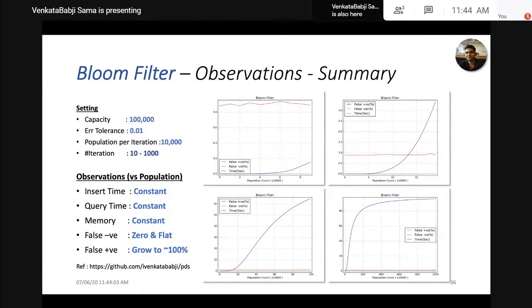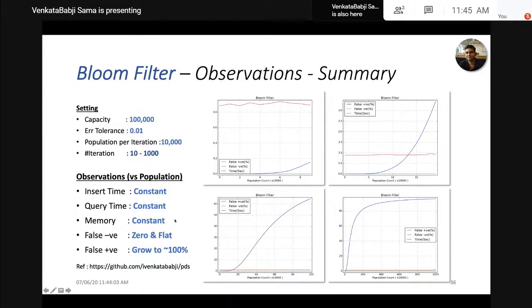This is the summary. What did we do with Bloom filter? We understood that Bloom filter can help us with membership test, and false negatives are not possible, while false positives are possible. The error rate can be controlled, and we fixed the capacity and error tolerance, whereas we increased the iterations from 10 to 1000 and observed various parameters as the experiment unfolded. The critical observations: insert time remained more or less constant. It never bothered about how many are already there, because at the end it's the same number of hash functions and the same bit vector being set. There's no reason why it should bother how many are already set. Insertion and query are exactly similar, just that in case of query, we don't update the bitmap. They are nothing but the same operations.